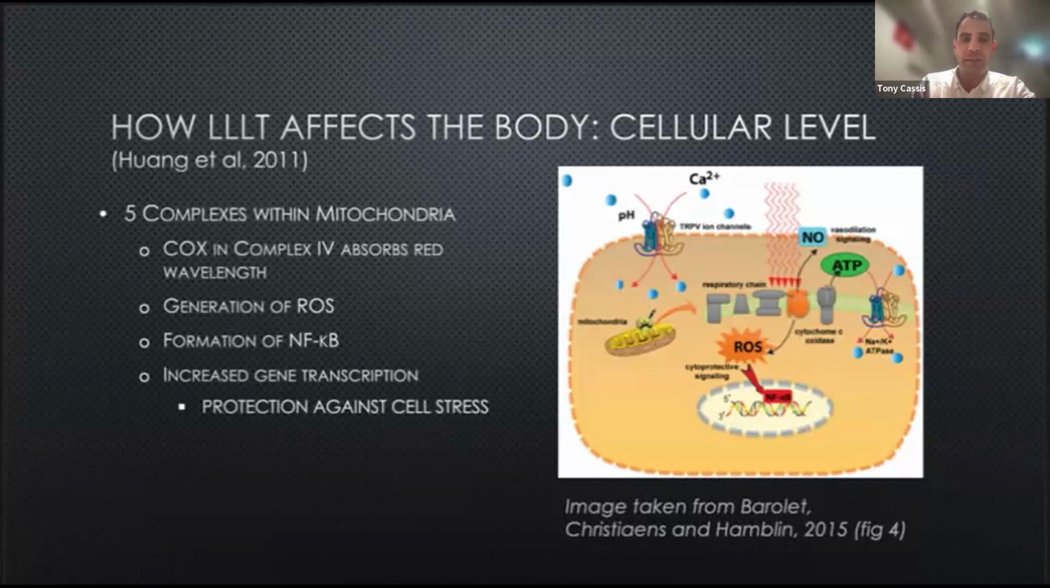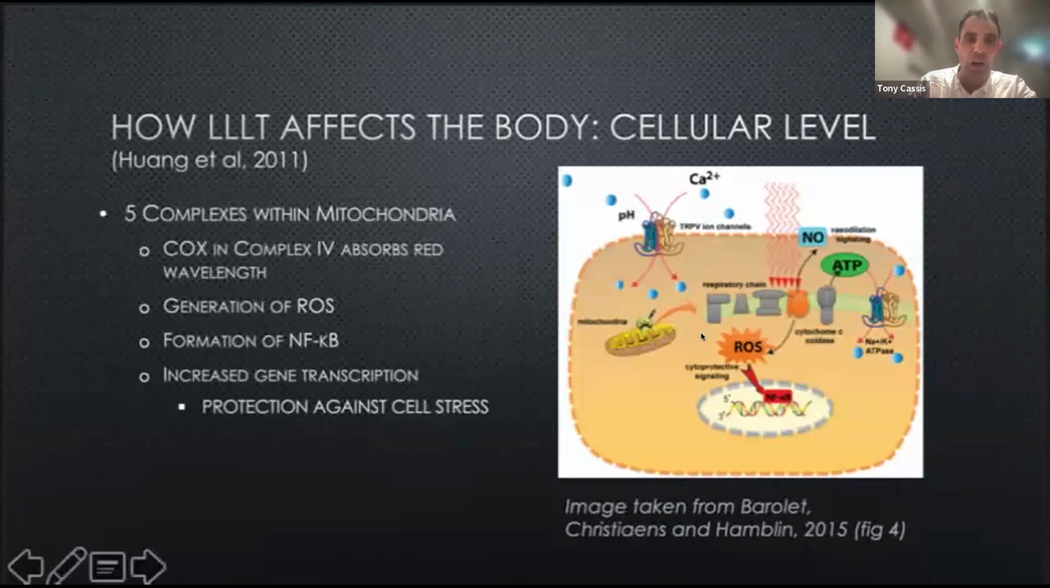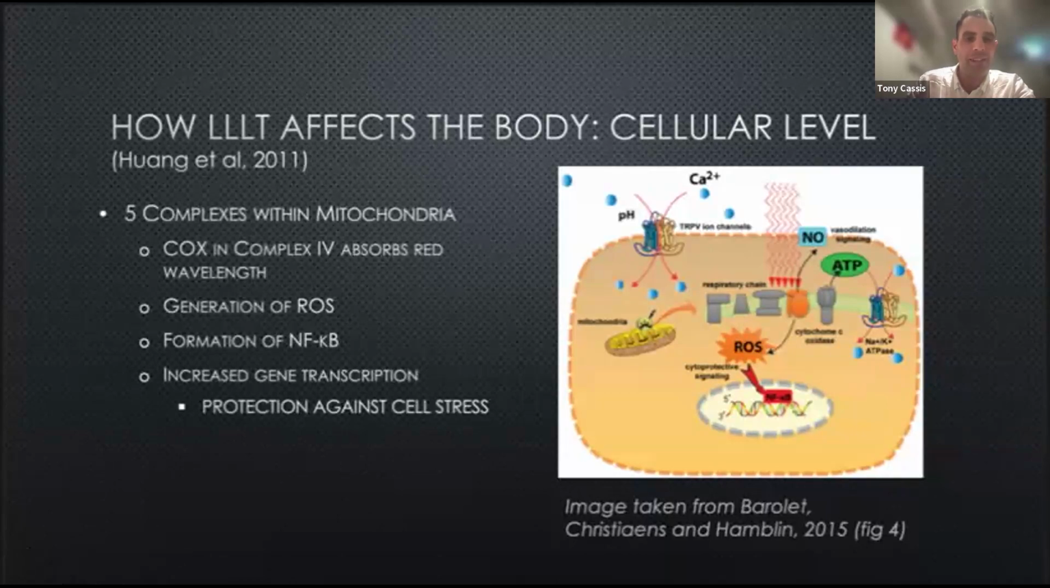The light binds and displaces nitric oxide, and as a byproduct produces ROS, reactive oxygen species, oxidative stress. Reactive oxygen species is what drives or catalyzes the production of gene transcription. One of the major ones is NF-kappa B. The other lovely effect of NF-kappa B is that it has a protective mechanism against cellular stress.